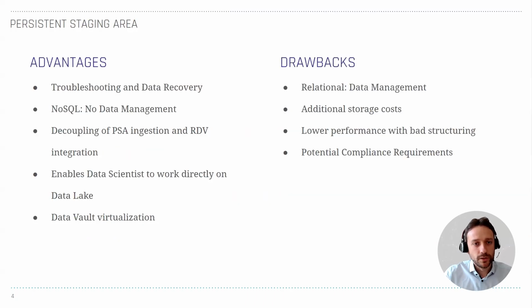Let's look at the advantages and drawbacks of a PSA. With a PSA, you are able to fully reload the history in case of any errors. One reason why a full reload is necessary is when there were, for example, modeling mistakes that break the unit of work. But mistakes occur even with an automation tool in place, but you can fix the issue and completely reload your raw data vault entities.